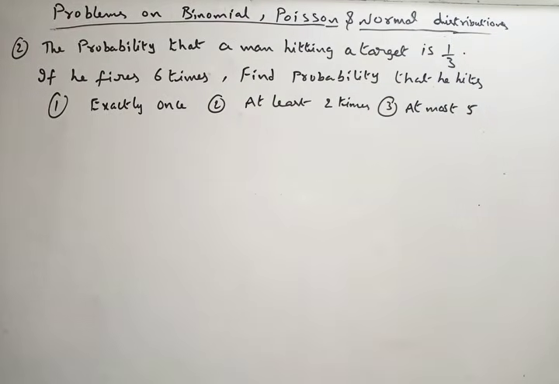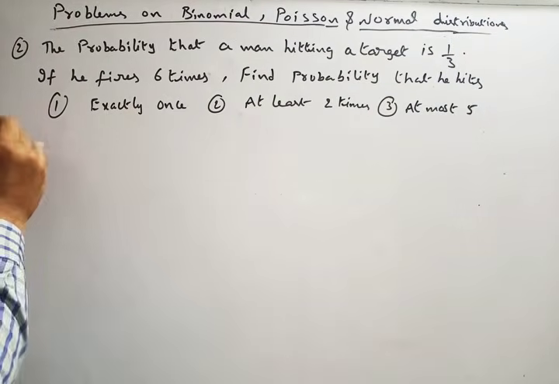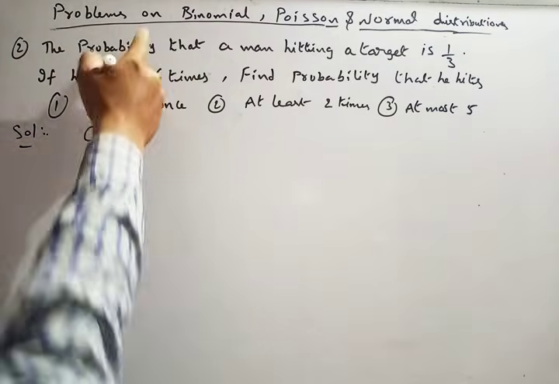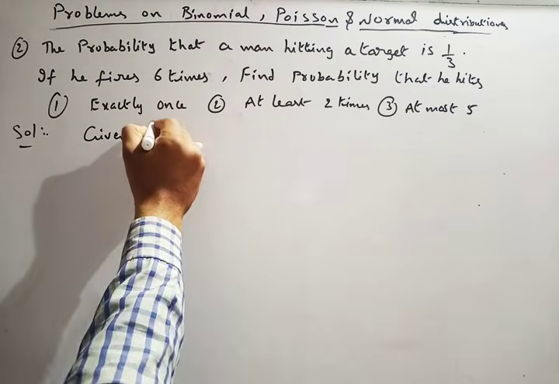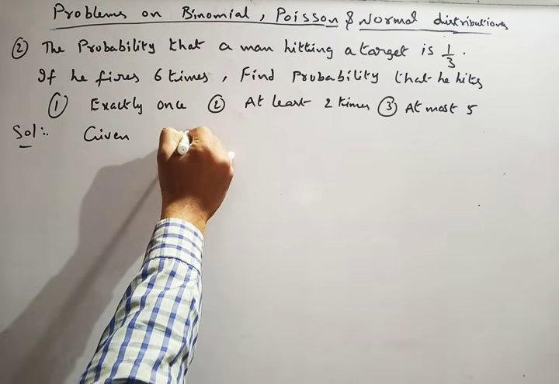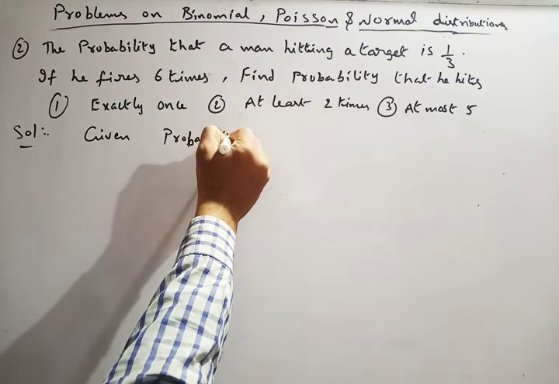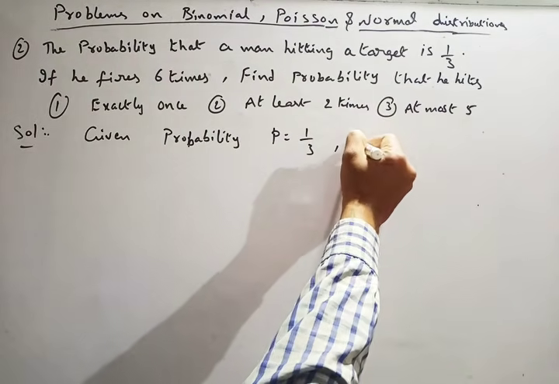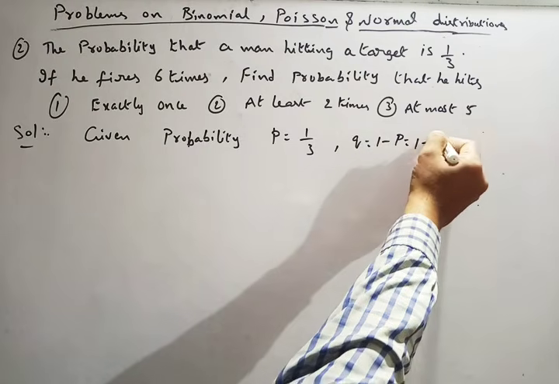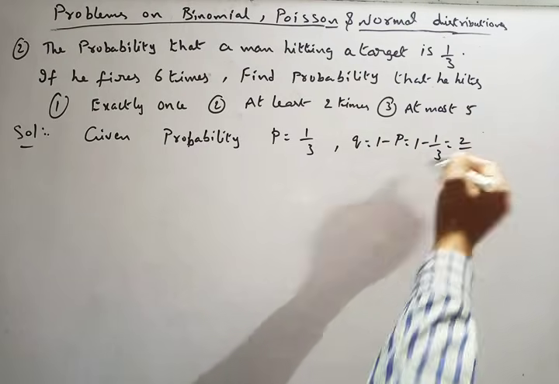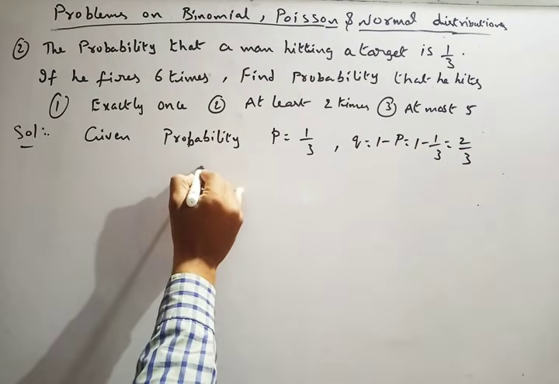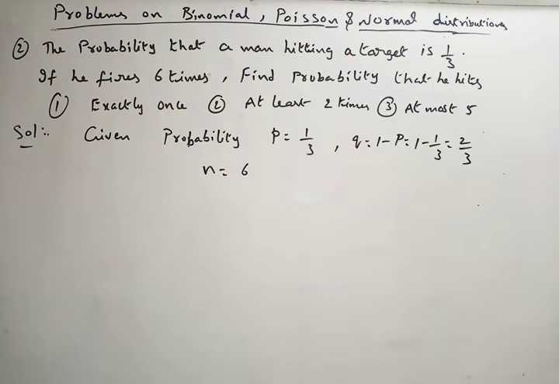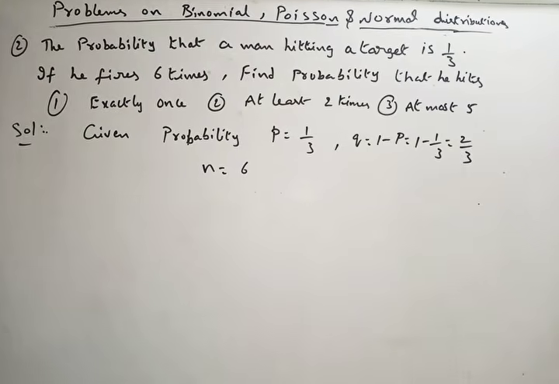Solution, like the previous problem. Given the probability of hitting a target, P is equal to 1 by 3. Q is 1 minus P, so 1 minus 1 by 3 is 2 by 3, the probability of not hitting the target. Sample size N is equal to 6, since he tried 6 times.